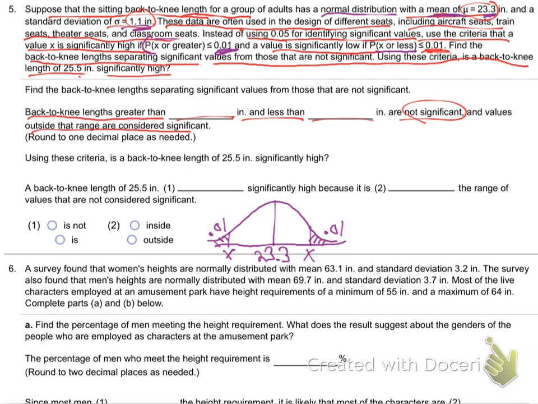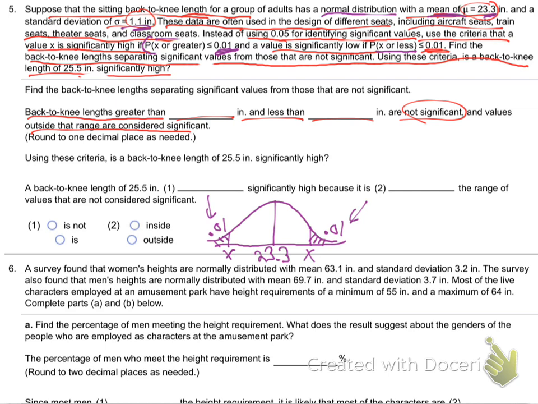So what are we talking about? Basically, that's the curve they're describing. They're saying find the top 1% and the bottom 1% of back-to-knee lengths for people. Basically, they're going to make chairs for theaters and aircraft and trains and classrooms that fit everybody except the top 1% and the bottom 1%.